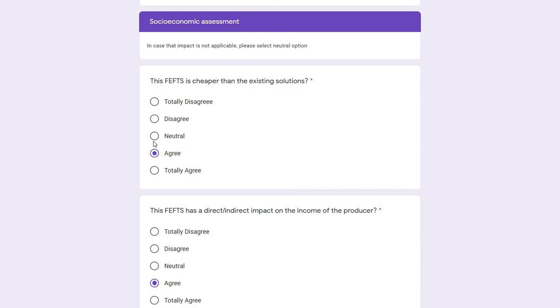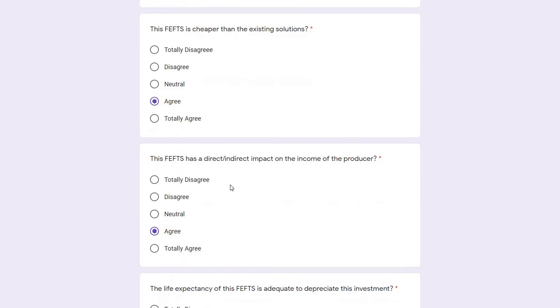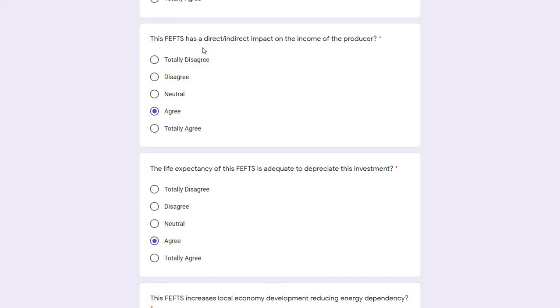I have chosen agree because you are getting a loan. You have made your market research, and the choices you have made are bound to be cheaper than existing solutions. And also, I did not choose totally agree because I don't know the extent of how much cheaper the choices made are going to be for its final beneficiary.